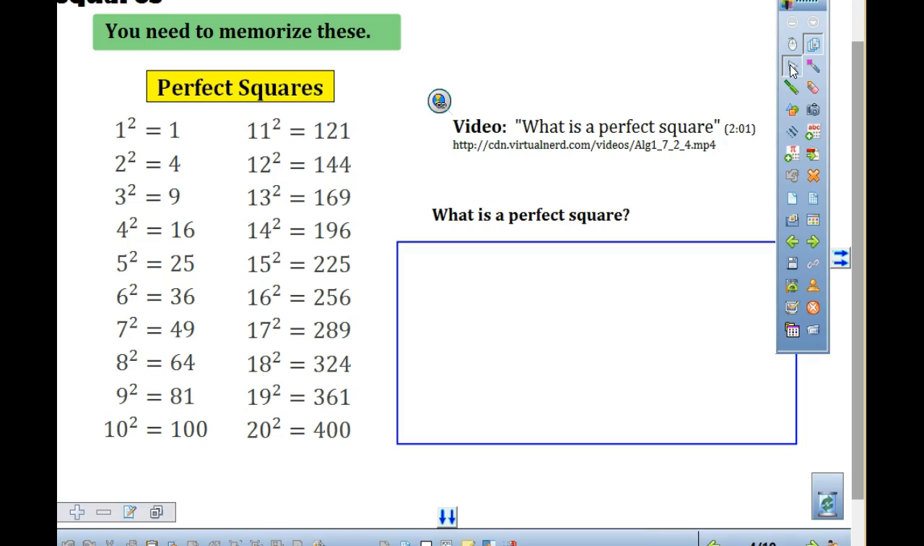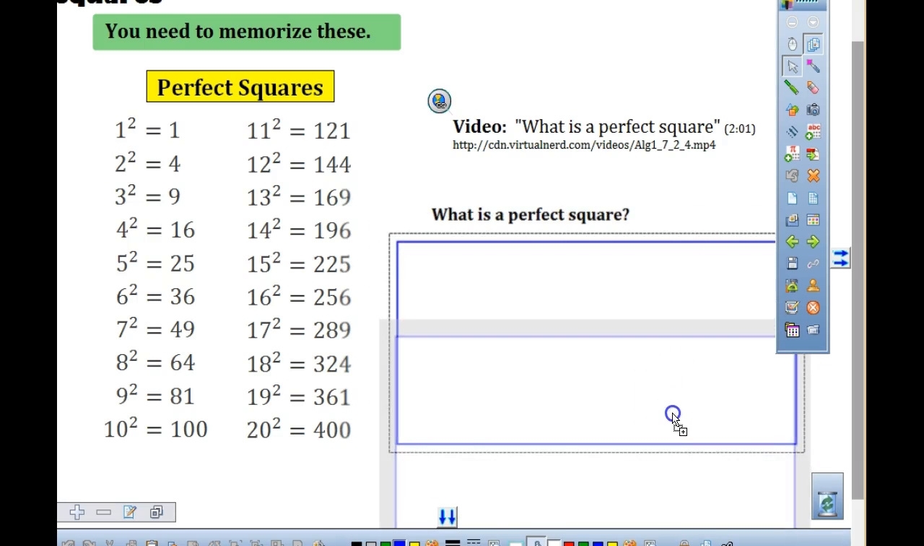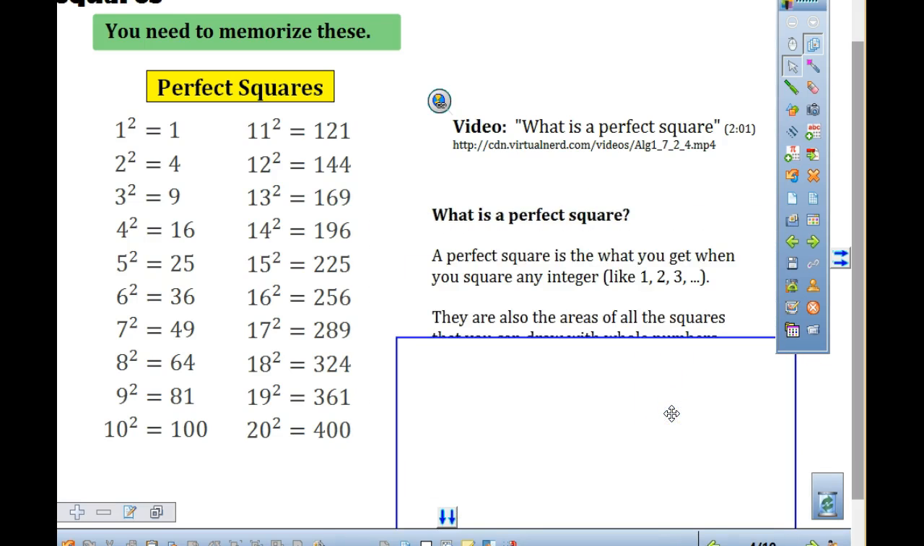You might be writing down here outside the box, but the box is so that I can show you what we put in. So, what is a perfect square? I'm hoping that some of you put down a perfect square is what you get when you square any integer. Okay? If you didn't write this down, please write this now, like 1, 2, 3, dot, dot, dot. Meaning, as high as you want to go, right?